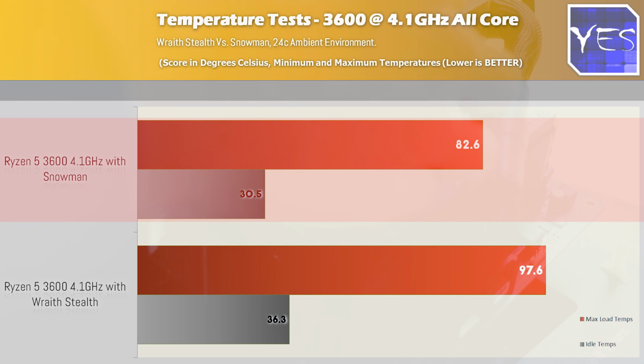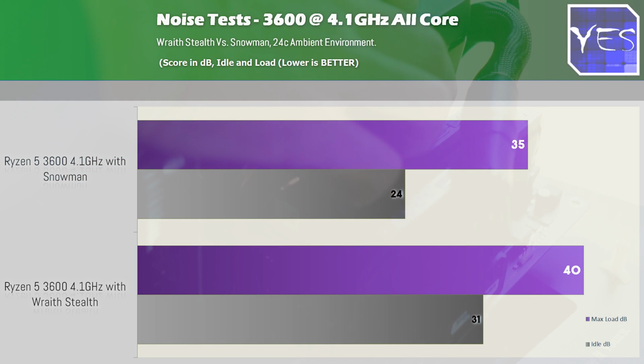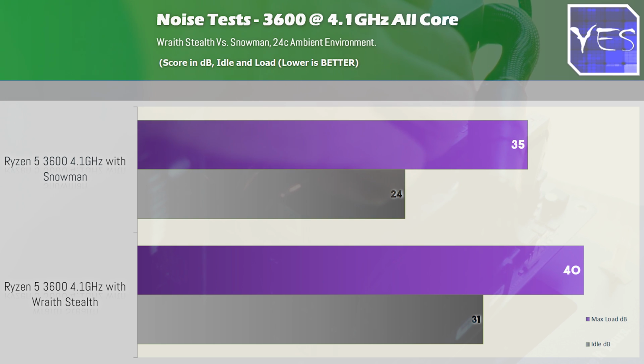And then moving over to the Snowman, this absolutely laid a smackdown, getting a maximum of 82.6 degrees and a minimum of 30.5 degrees. So that's exactly 15 degrees cooler in the same 24 degree ambient environment temperatures. So this little Snowman is already looking like it's a really good option for people who want to get a budget cooler, especially for the Ryzen 5 3600.